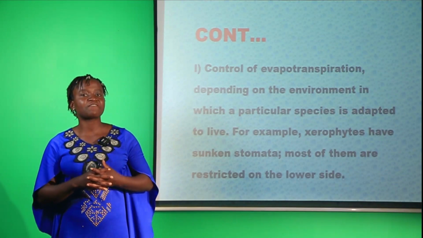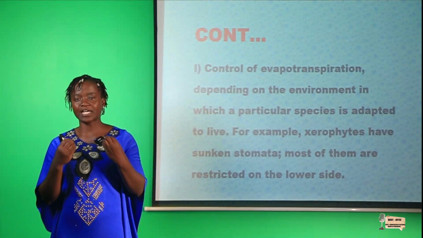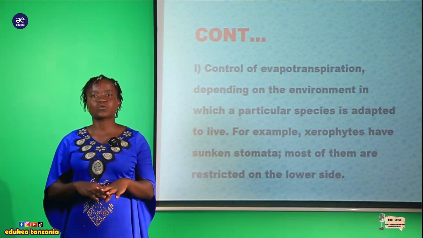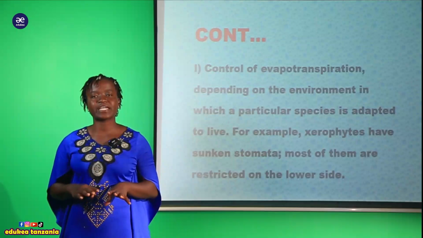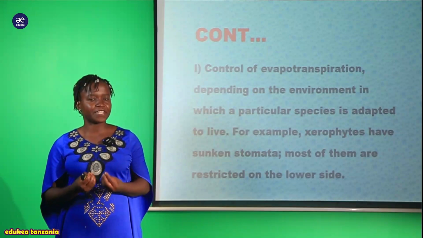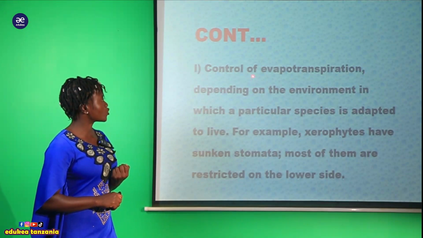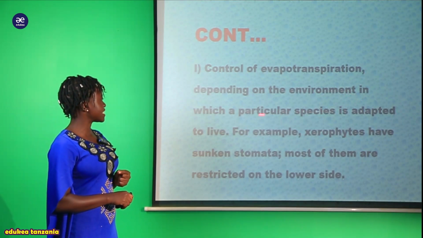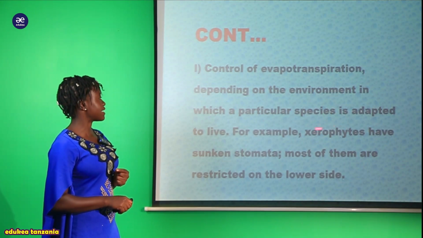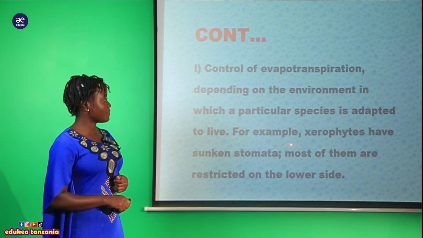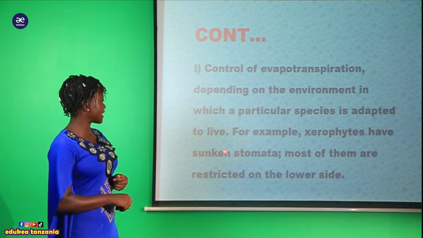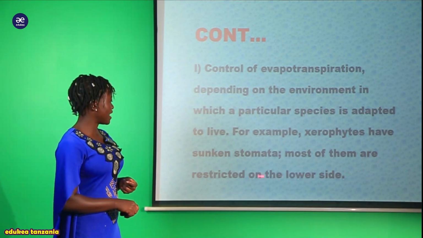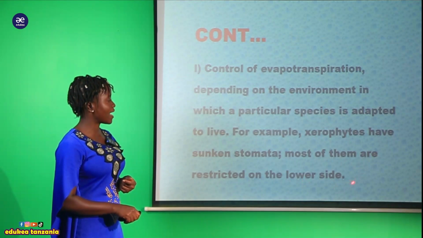Student, we have another factor which helps these organisms, the angiosperms, to colonize or to live on the land very freely. We are saying that the control of evapotranspiration depends on the environment in which a particular species is adapted to live. For example, xerophytes have sunken stomata. Most of them are restricted on the lower side.